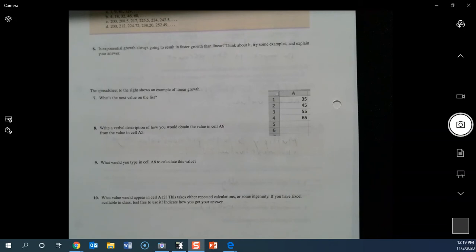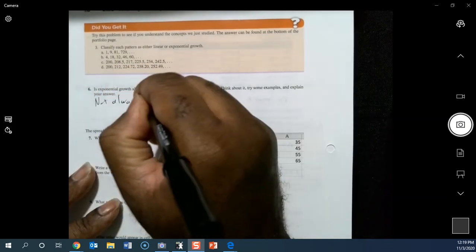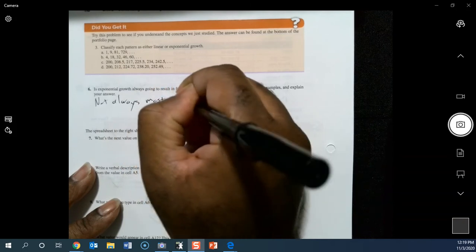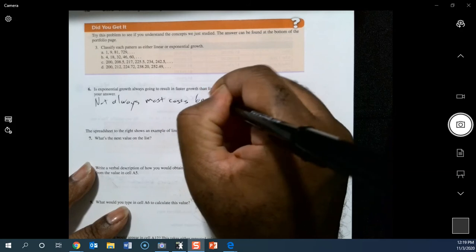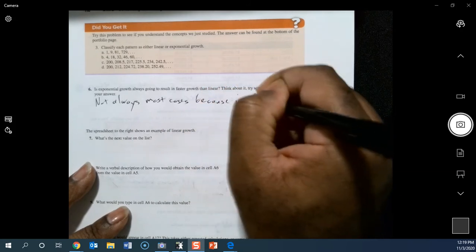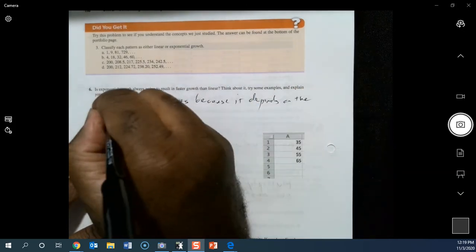Now, it says, is exponential growth always going to result in faster growth than linear? Think about it. Try some examples and explain your answer. All right. It's not always. Most cases. Because it depends on the amounts used.